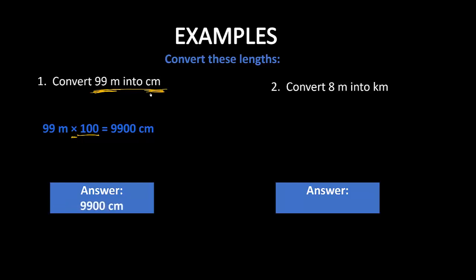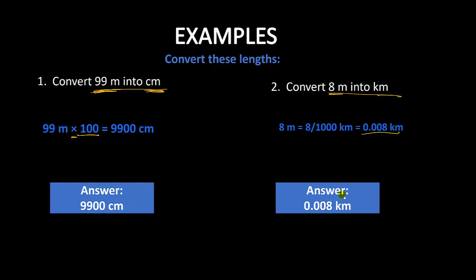9,900 centimeter. Now the next question is convert 8 meter into kilometers. That means we're going to have to divide since it's a small unit to a big unit. So that means 8 meter is equals to 8 divided by 1,000 kilometers, which is also equivalent to 0.008 kilometers. So the answer is 0.008 kilometers.